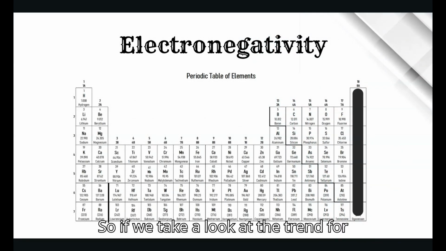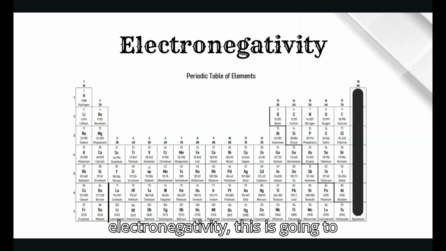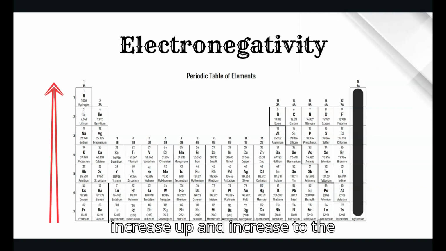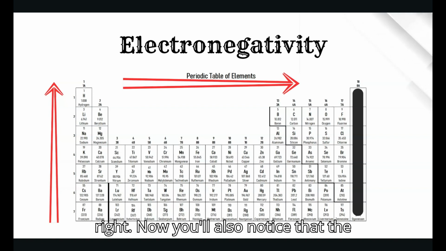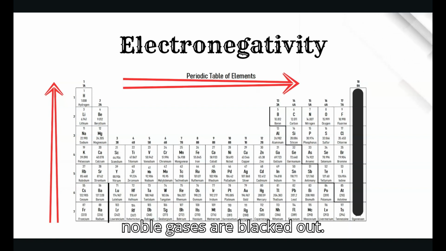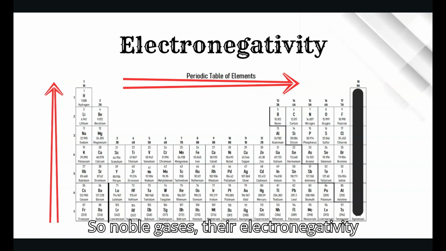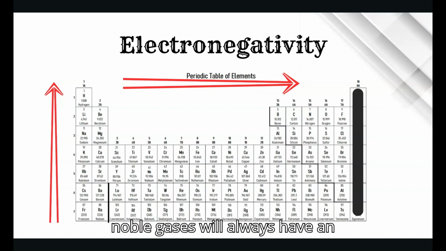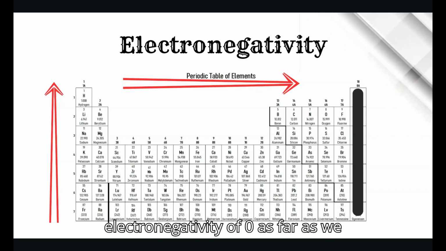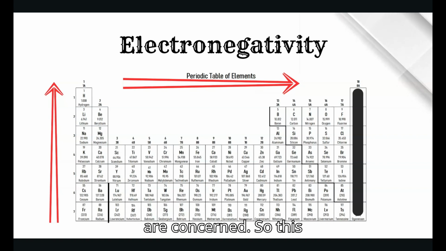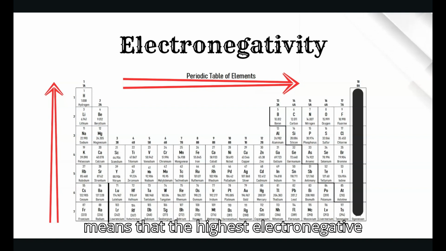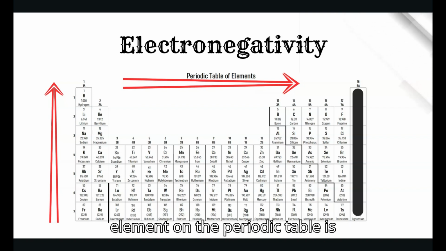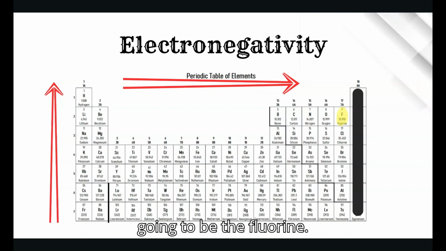If we take a look at the trend for electronegativity, this is going to increase up and increase to the right. Now you'll also notice that the noble gases are blacked out. So noble gases, their electronegativity will be essentially zero. Your noble gases will always have an electronegativity of zero as far as we are concerned. This means that the highest electronegative element on the periodic table is going to be fluorine.